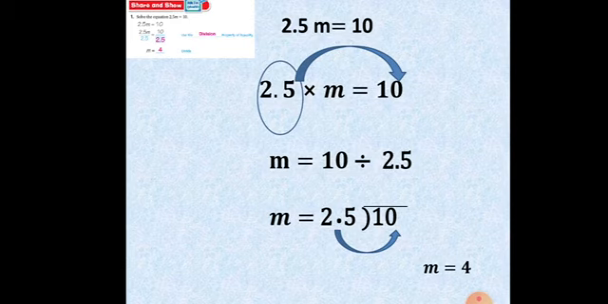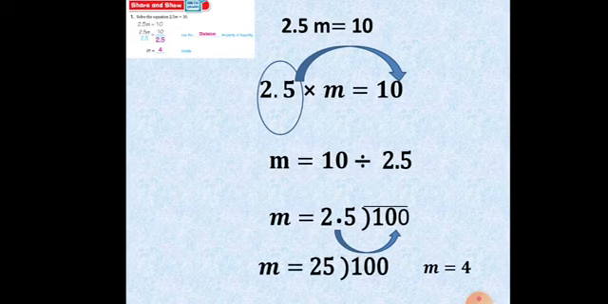So when you move the decimal away, what happens? You have to add a 0 to the number. Now we have 100 divided by 25. You know that 100 divided by 25 equals 4. So m is equal to 4. The only confusing thing here is the decimal point. You need to move the decimal point, which means you need to add a 0 to the number. Then you have 100 divided by 25, which gives you 4.